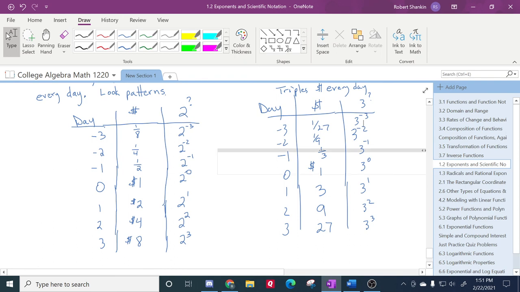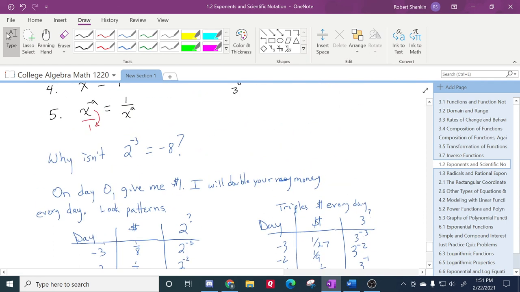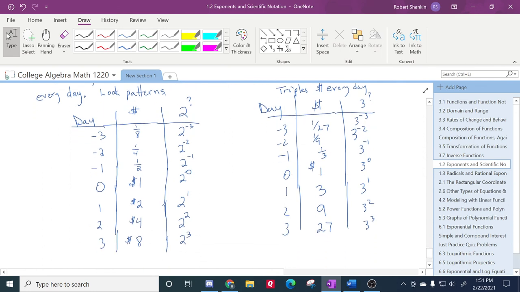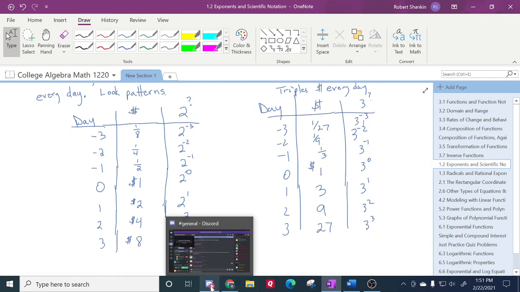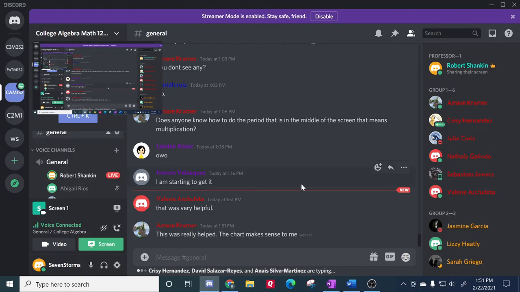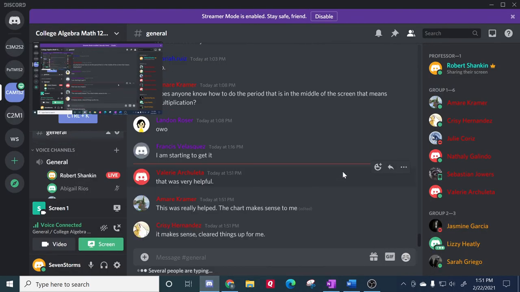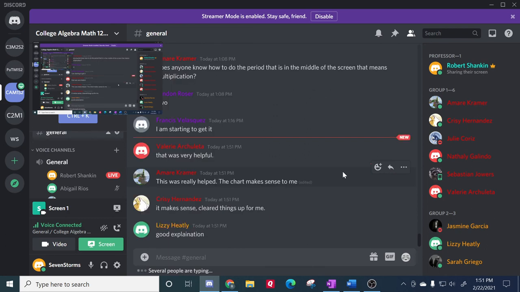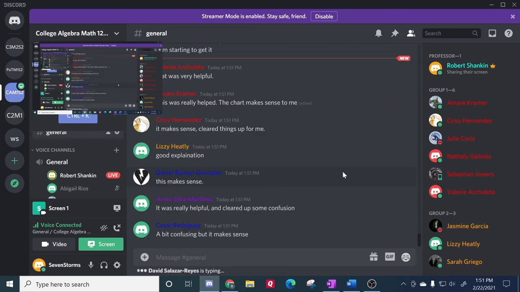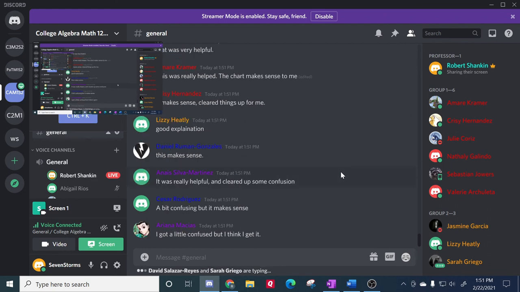I want to know whether I lost you or whether this makes sense. Does this add a little bit of insight to why zeros and negative exponents are not negative results? Because that's what we started with. Why isn't this equal to this? Instead, it's a fraction. So if everybody could give me a little feedback. Is this making sense? Is it making you more confused? How's it going? Okay, so there's some variety.